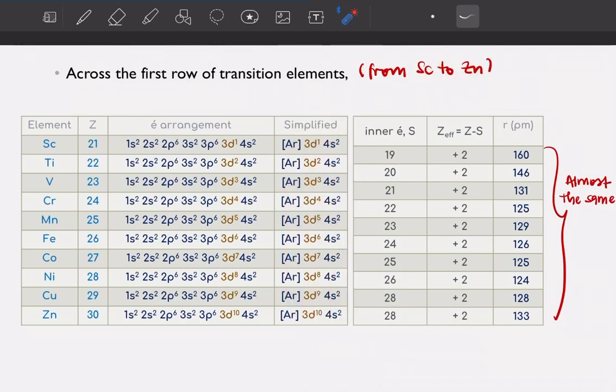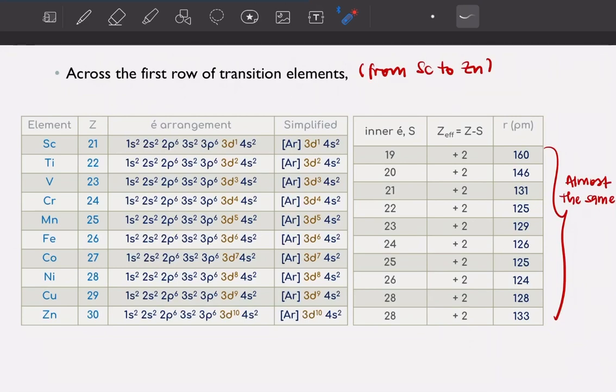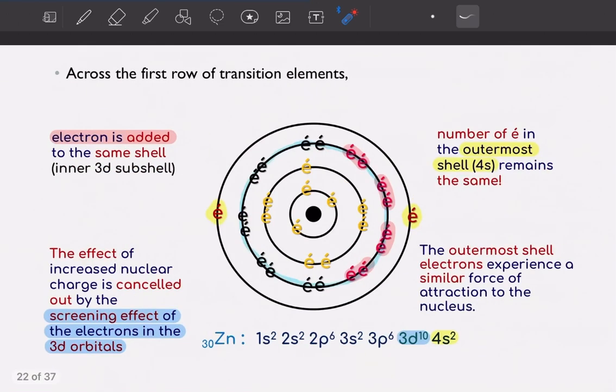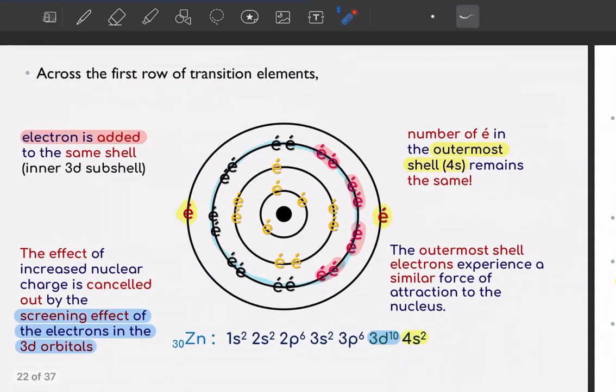orbitals. So bila awak kira awak punya Z effective kan, you will find that you get a constant value from scandium to zinc. Okay, and researchers find out that the radius of your transition elements in the first row is almost the same. Dia tak banyak beza pun. So itu adalah explanation lah untuk atomic radii across the first row of d block elements.